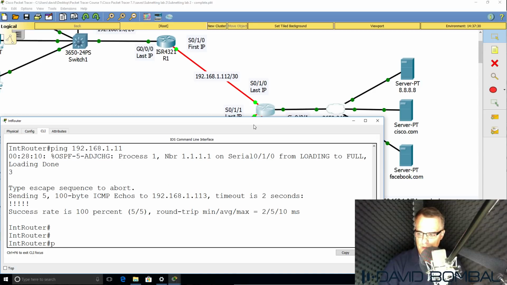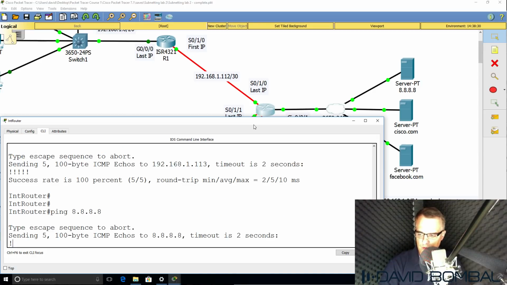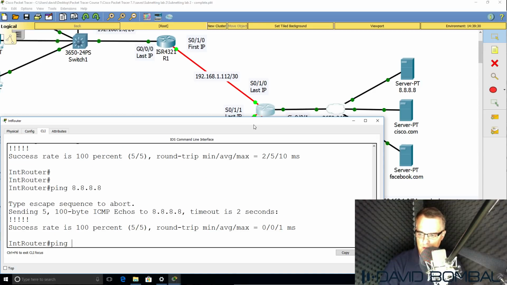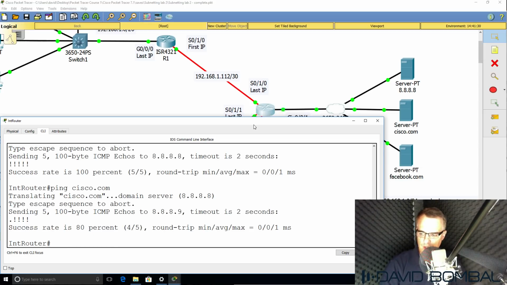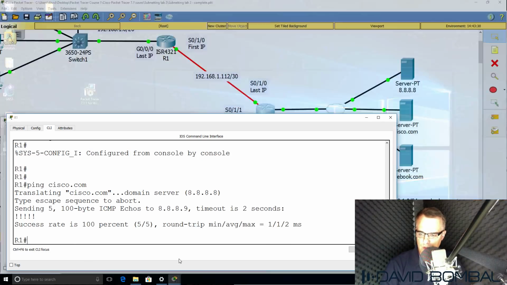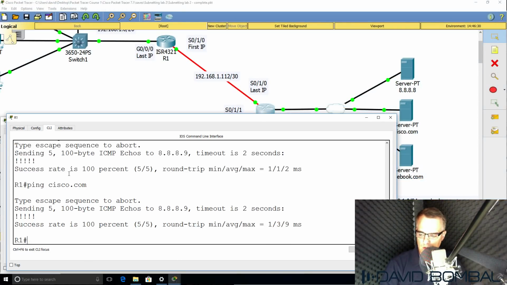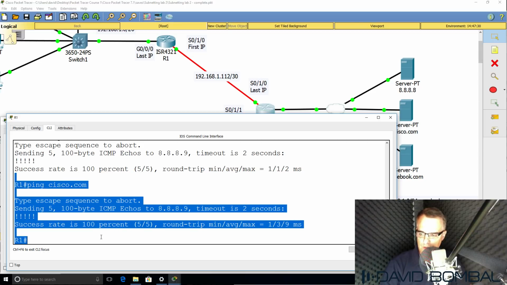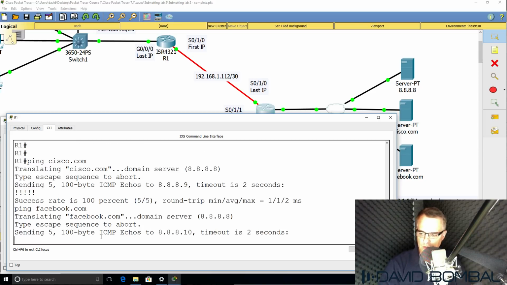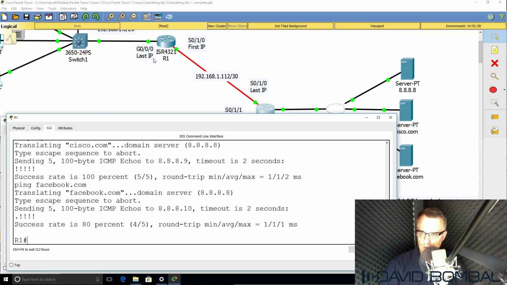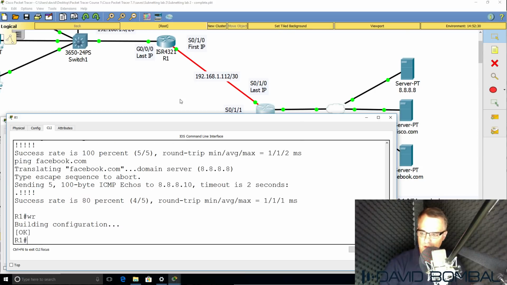Maybe another problem, Packet Tracer. Let's see if this router can ping the DNS server. Yes, it can. Can it ping cisco.com? Name has resolved, so internet router can ping cisco.com. What about router 1? I was just impatient there. Notice it can ping cisco.com. And can it ping facebook.com? Again, it can. So I can save the configuration.